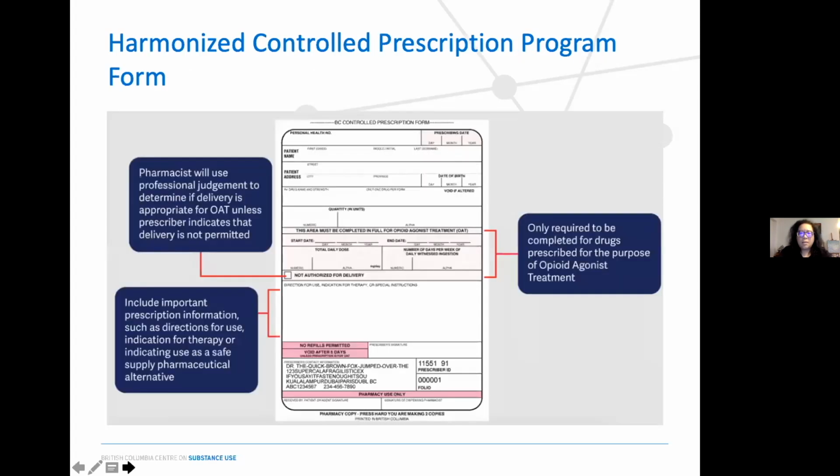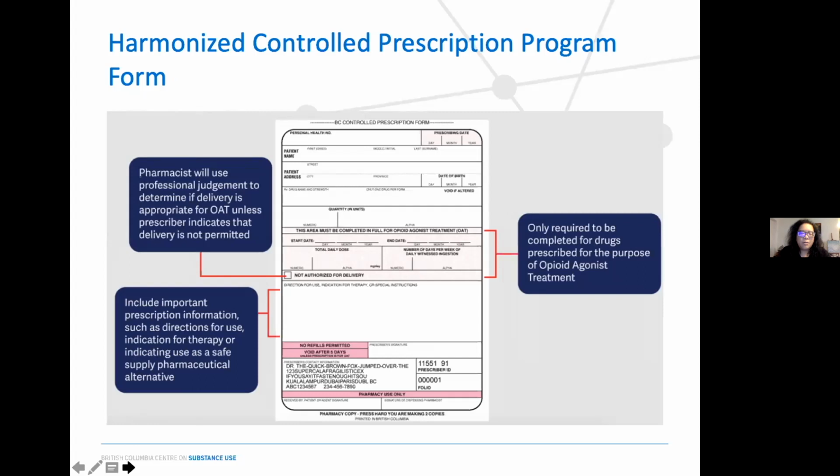So this is an outline of the harmonized prescription program form. And the first one on the left here is where pharmacists can use our judgment to see if we can deliver or not, before it needed to be written by the prescriber. The space is actually quite a bit bigger now in terms of being able to write certain things in that space, such as different instructions that I will go over for buprenorphine naloxone, for example, and also other things that need to be completed in this area here. So it's a little bit clearer, and it's also one form.